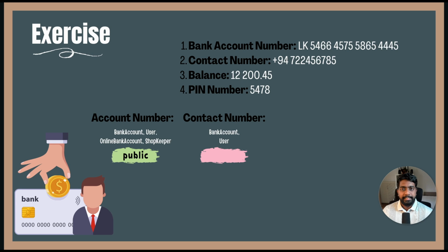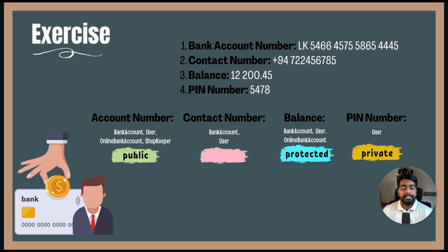Since we decided in our design to keep the bank account class and the user class inside the same package, we can utilize the default access modifier. In this case, we are not going to write anything as the access modifier. Bank account balance is a bit more restrictive data. The bank account and the online bank account classes have a parent-child relationship. Therefore, I can make the data available only to bank account, online bank account, plus the user using the protected access modifier.